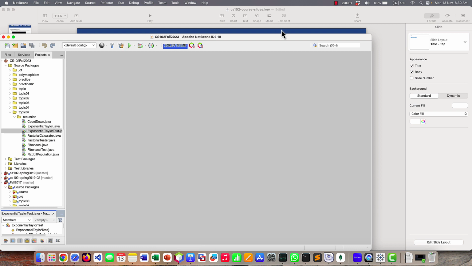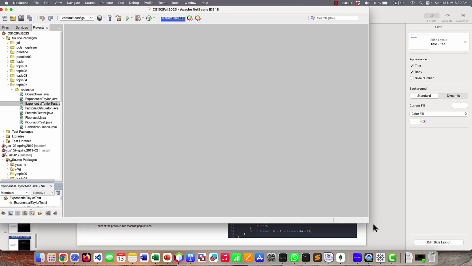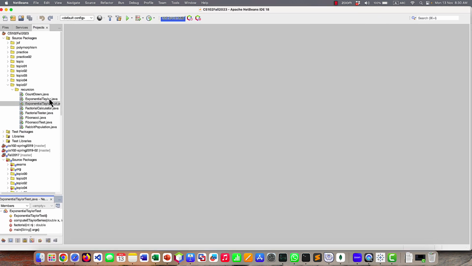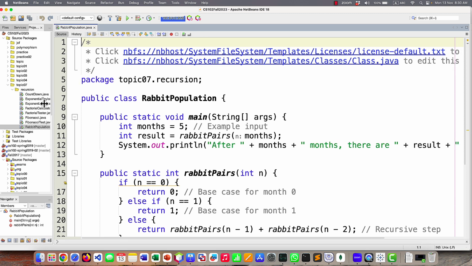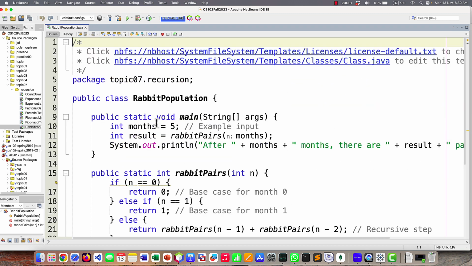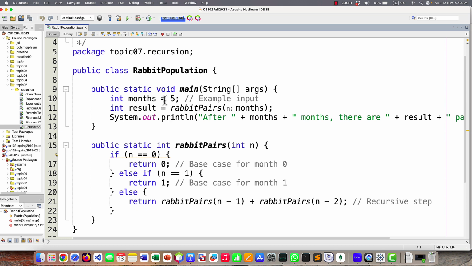And this is a test function. Now, I can go to NetBeans to show you the code in action. I will give you the code later on. So, rabbit population here. Okay, so this is the code. Now, the number of months equals 5. Here we are going to call rabbitPairs, and rabbitPairs is a recursive function. It takes n, which is the number of months, and later on it will return the value.